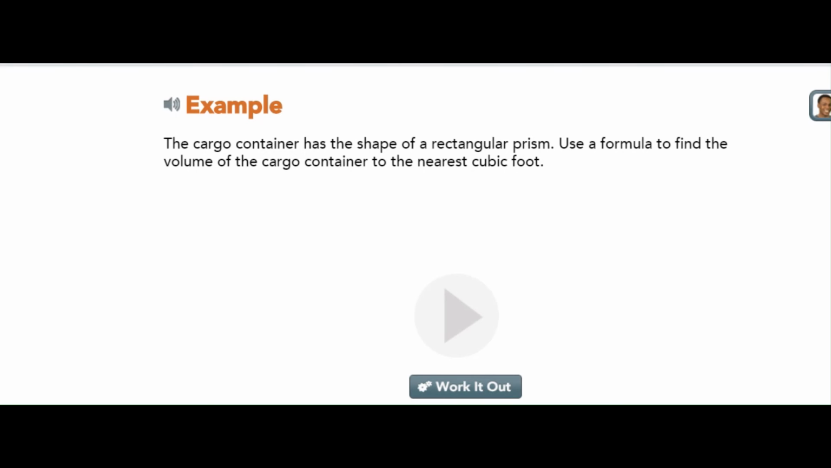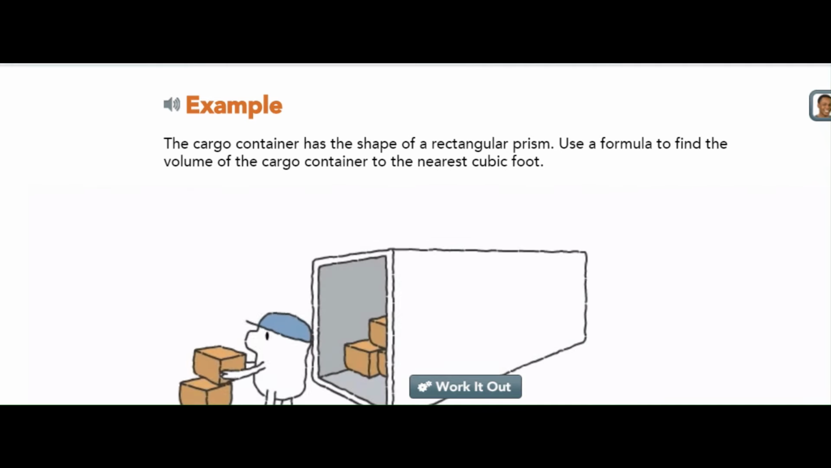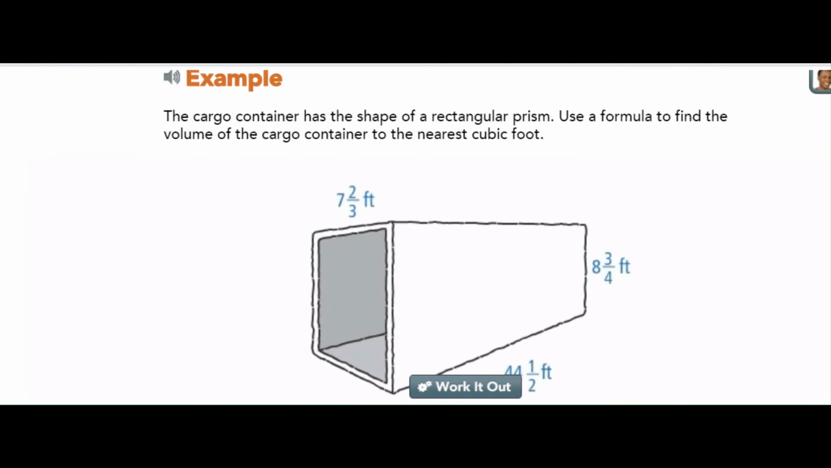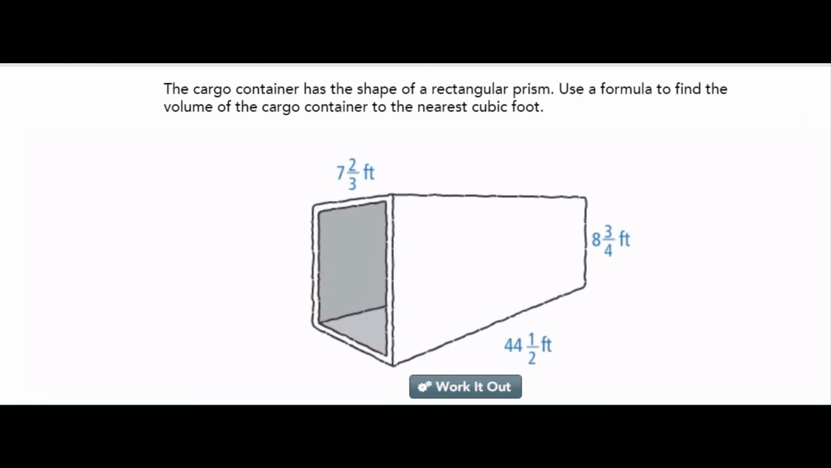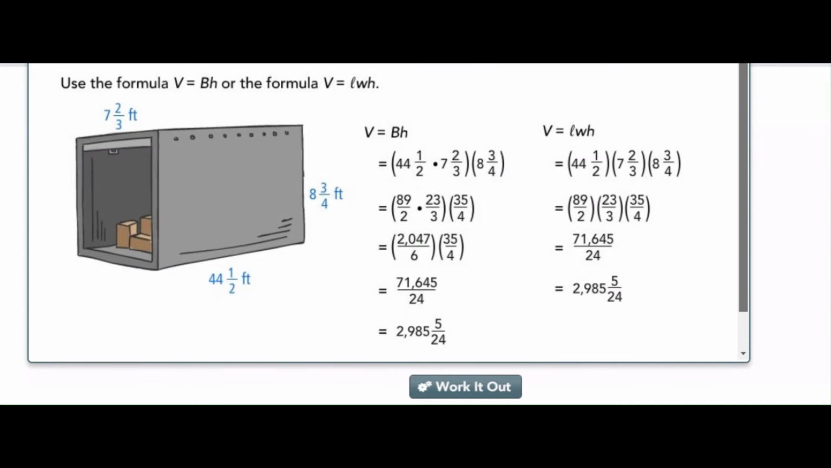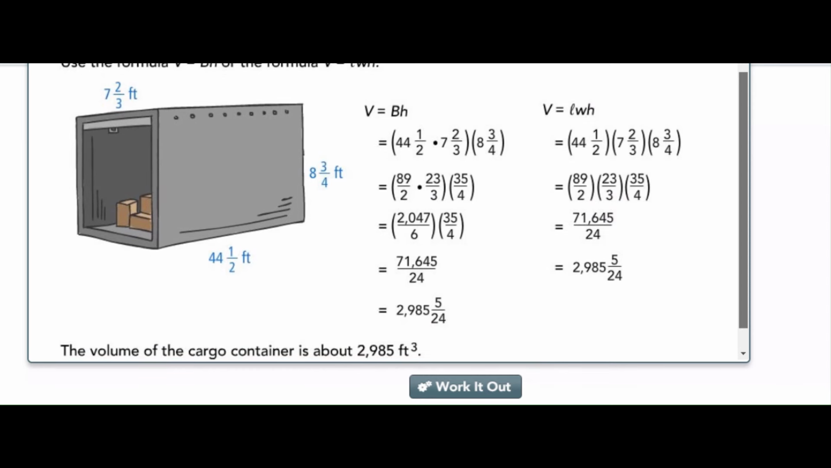All right, moving on to the last part. This one is pretty easy. The cargo container has the shape of a rectangular prism. Use a formula to find the volume of the cargo container to the nearest cubic foot. So you just have to multiply length times width times height, change all the mixed numbers to improper fractions, and then multiply across. You can use either one of these formulas, but you will get the same answer.